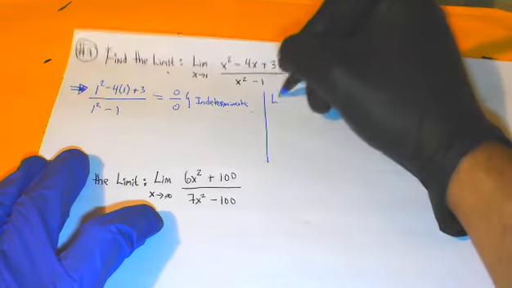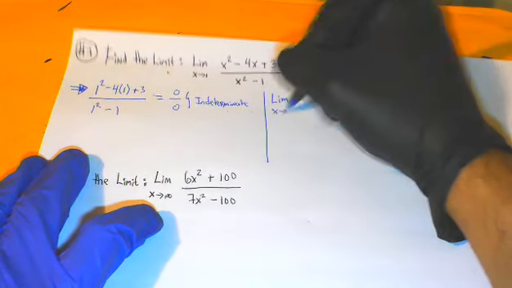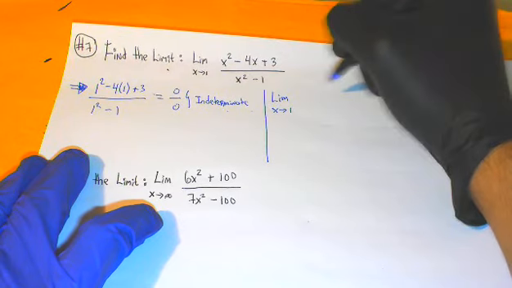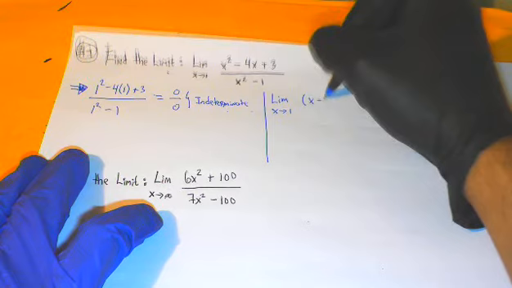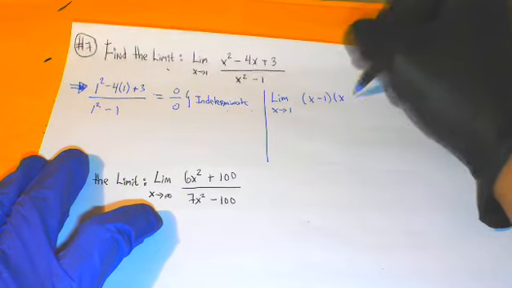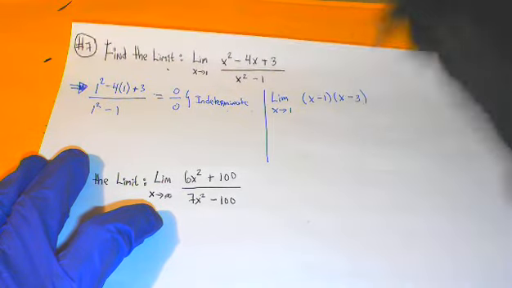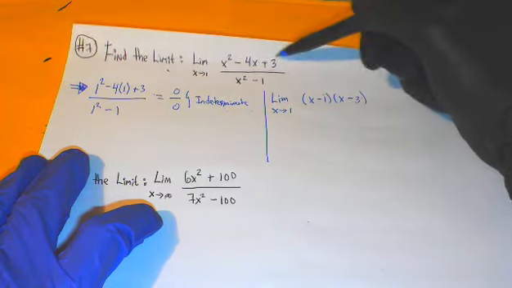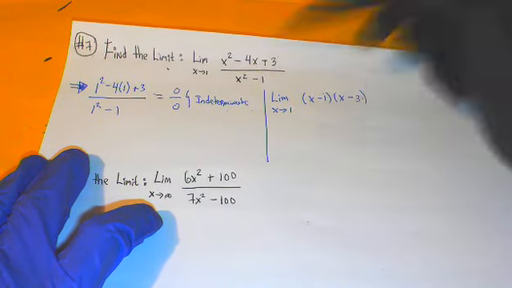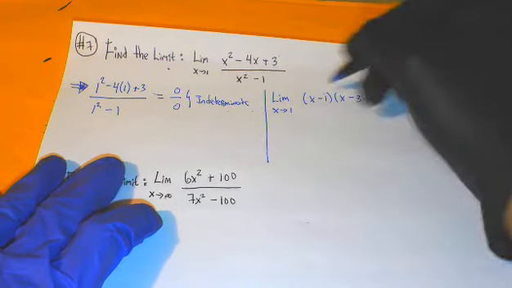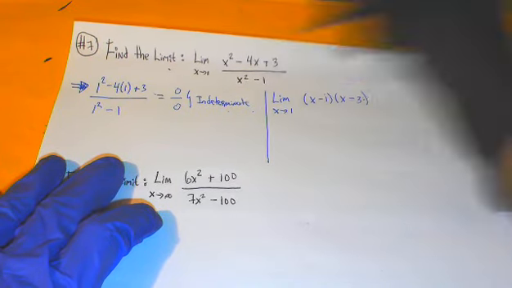We're going to have the limit as x approaches 1 of, well, the numerator, you can factor x squared minus 4x plus 3 as x minus 1 times x minus 3. Negative 1 times negative 3 will give me a positive 3. And if I take negative 1 plus negative 3, it does equal negative 4.